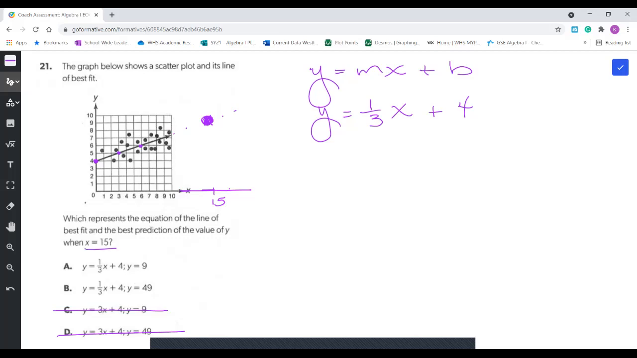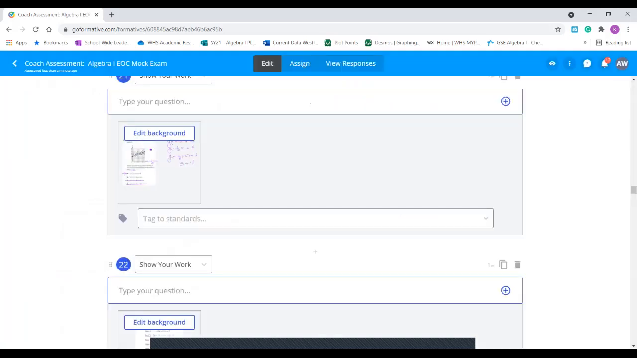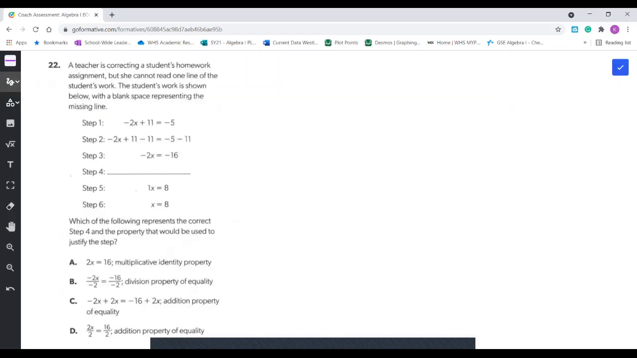Cool. Now, they want me to figure out what's going to be the value of my function when x is equal to 15. Well, guess what I'm going to do? I'm going to plug in 15 for x. So I have y equals 1 over 3 times 15 plus 4. 15 divided by 3 is 5. 5 plus 4 is 9. So the answer would be A. What number is this? 21? 21. All right. Number 22.